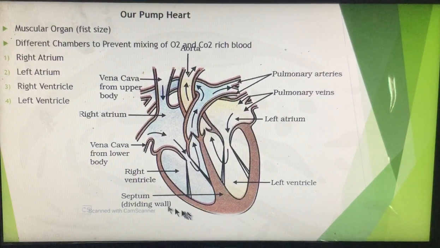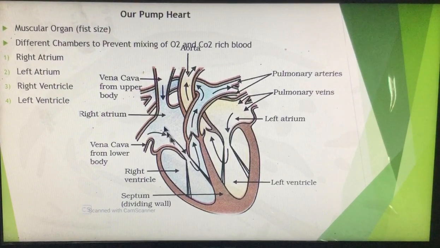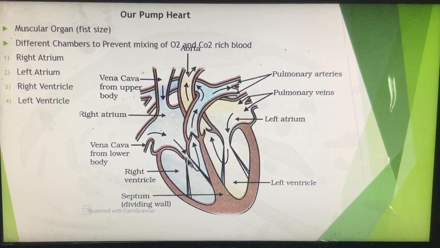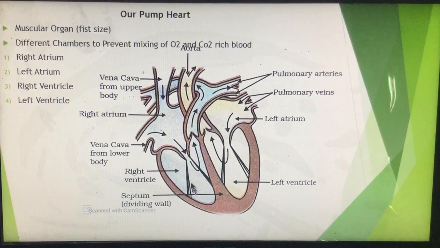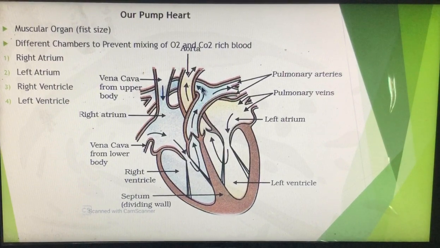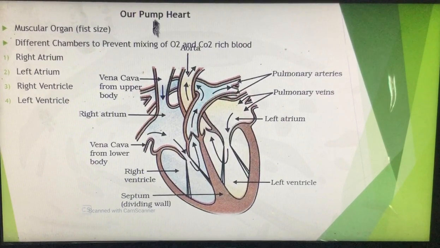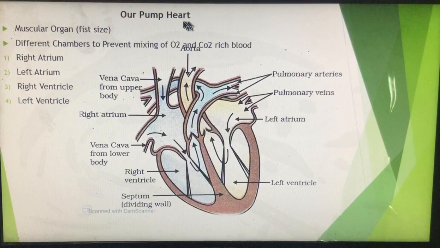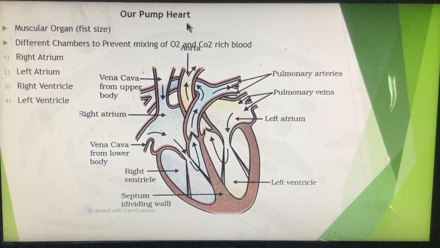Then the deoxygenated blood that is carried with the help of vena cava is poured into the right atrium. From the right atrium, the blood through this valve enters into the right ventricle. From the right ventricle, the blood comes out through the pulmonary arteries, and this pulmonary artery takes the blood to the lungs for oxygenation, right. So this is the structure of the heart and the blood circulation.